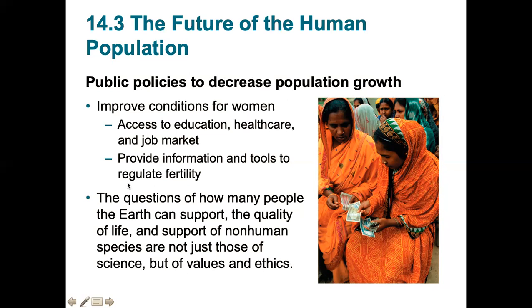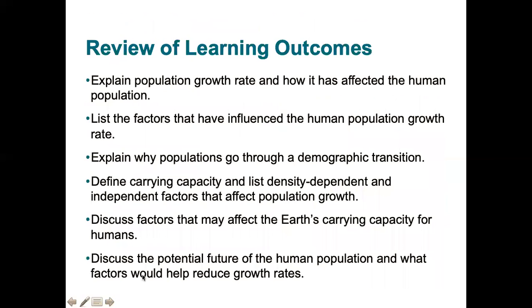But some of the things that are suggested are access to education and healthcare, and the job market, and providing information and tools to regulate fertility and reproductive rate. Those are ways that the population growth can be adjusted using public policy.